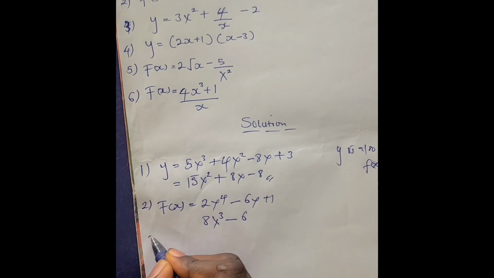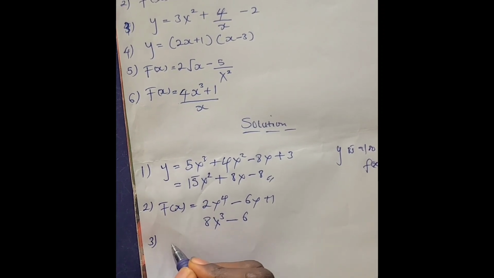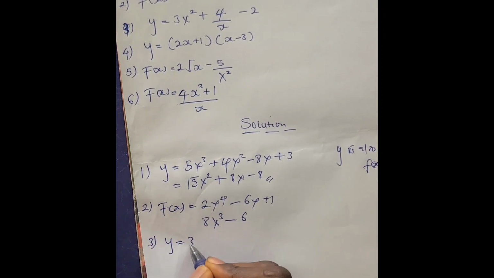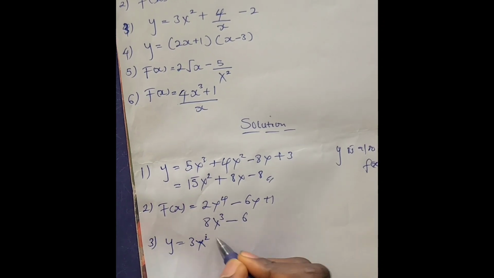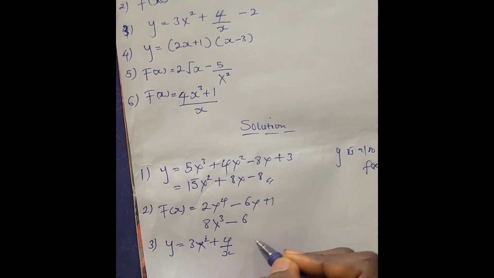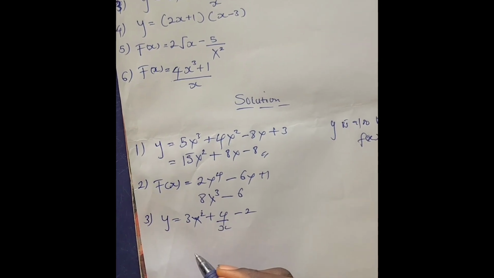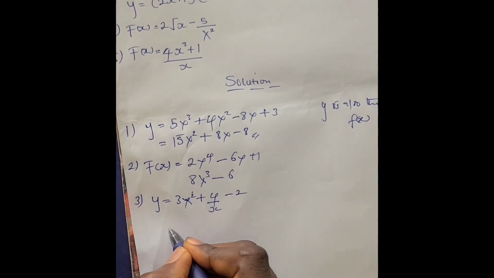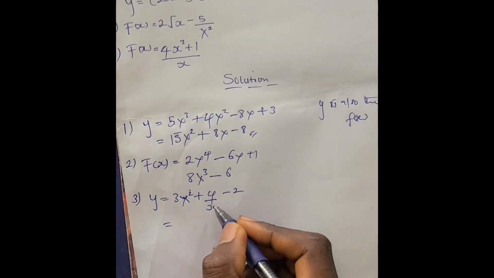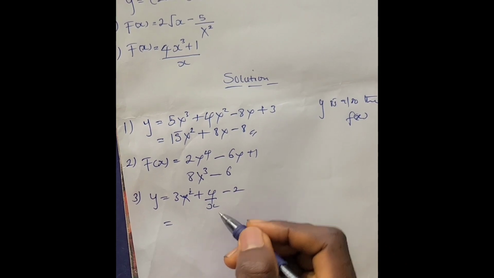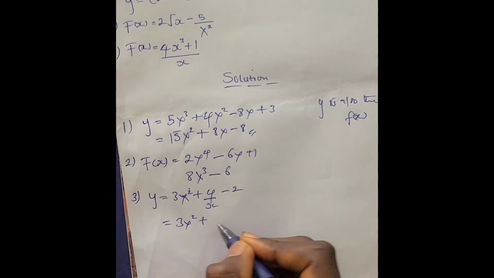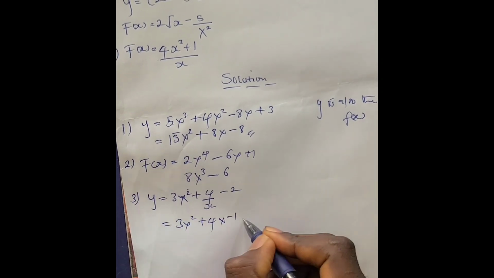So question 3, we have y is equal to 3x raised to power 2 plus 4 all over x minus 2. Here you have to be good with your indices. I will make a video on it. So first of all, change this to indices. We have 3x squared plus 4. When x comes up, it will be x to the minus 1, minus 2.